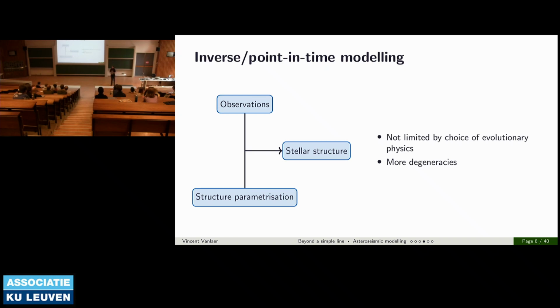That has the advantage that you're not constrained by that evolutionary physics at all anymore. You don't have any issues where unknown physics in your evolutionary process means you are not able to properly capture the observations anymore. But of course, that means that you also have one constraint less. If you say, I want to be able to evolve my star up to this point, that's an additional constraint. So typically, if you do an inversion, you might get more degeneracies. You might have more options for your internal structure than you would get with forward modeling. And so you may be less good at actually constraining your parameters.